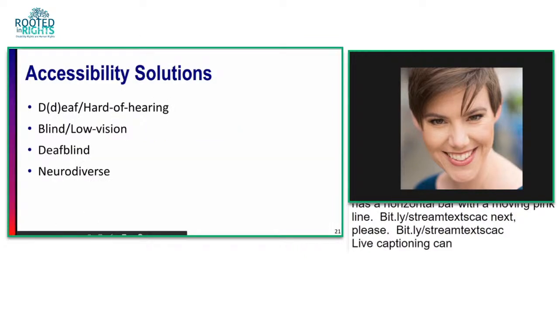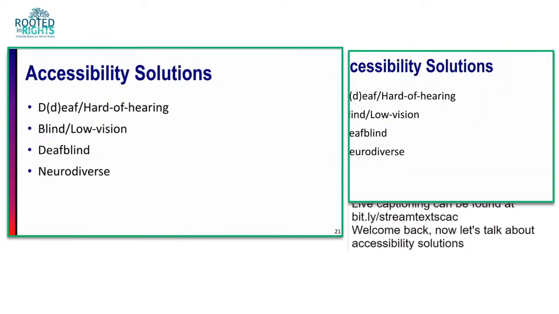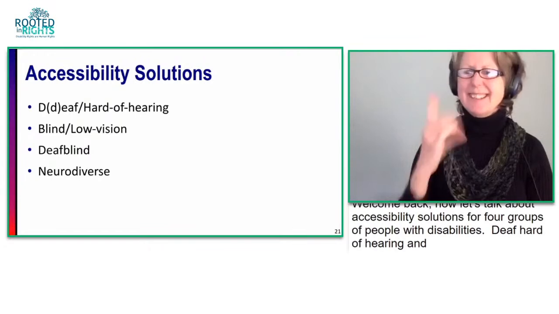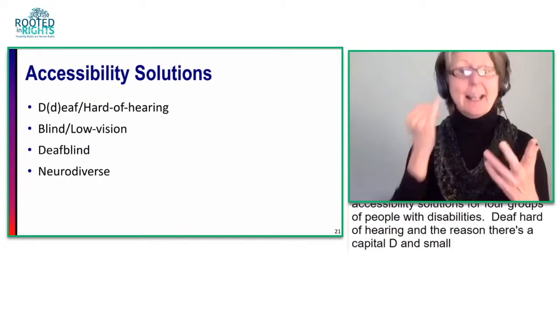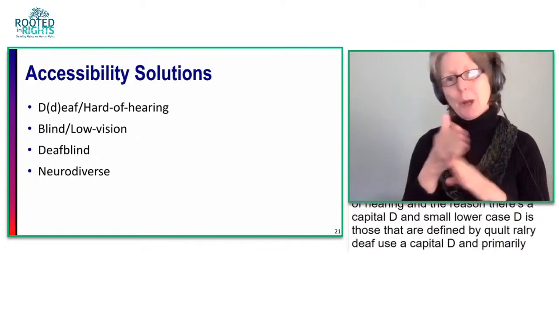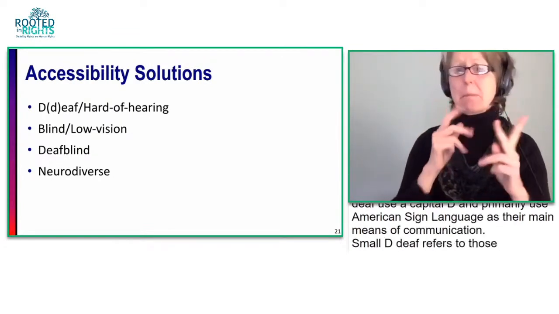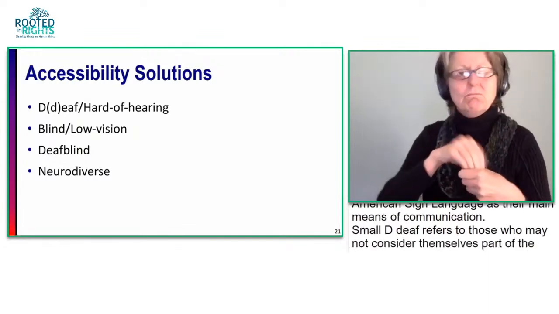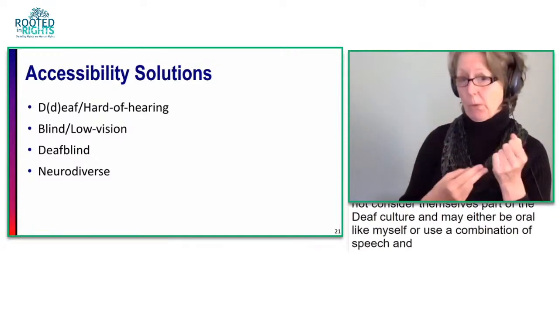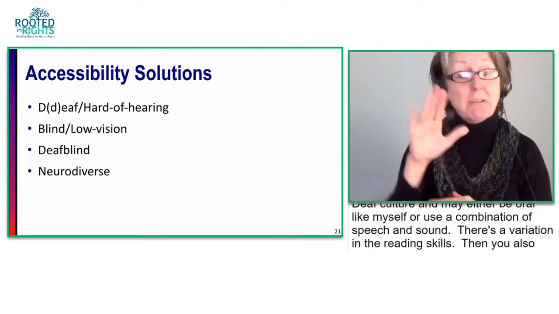Welcome back. Now, let's talk about accessibility solutions for 4 groups of people with disabilities. Deaf, hard of hearing. And the reason there is a capital D and a small lowercase d is that those who identify as culturally deaf use a capital D and primarily use American Sign Language as their means of communication. Small d deaf refers to those who may not consider themselves part of the deaf culture and may either be oral, like myself, or use a combination of speech and sign. There's a variation in lip reading skills. Then you also have blind, low vision, deaf blind, and neurodiverse.